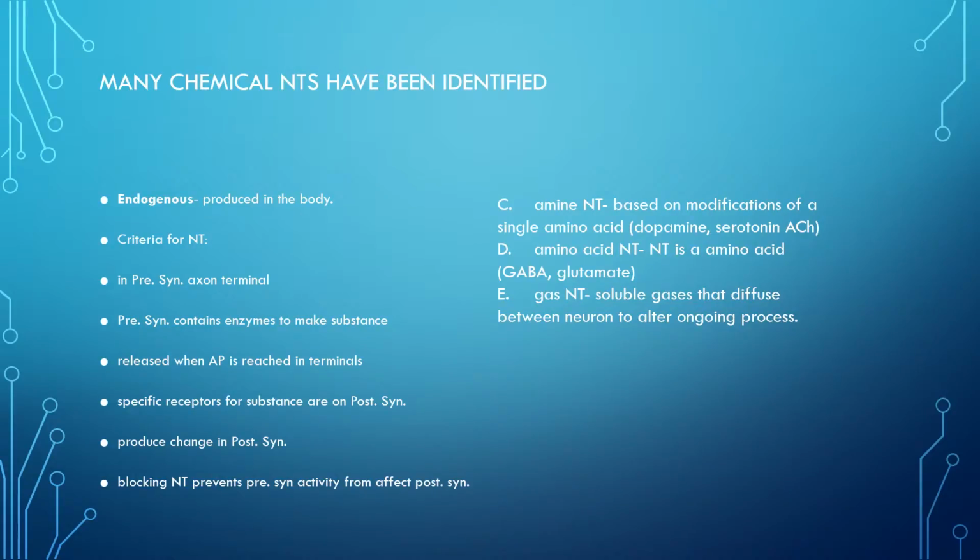Amine neurotransmitter: based on modifications of a single amino acid. So, an example would be dopamine. Amino acid neurotransmitter is exactly what it says it is. It's an amino acid neurotransmitter. Gas neurotransmitter: soluble gases that diffuse between neurons to alter ongoing processes. So it can be a gas as well. Interesting stuff.